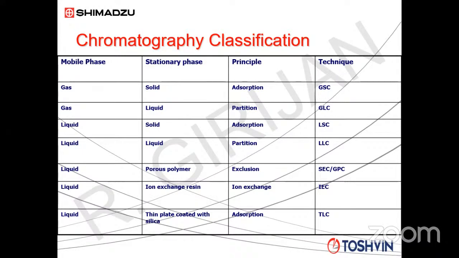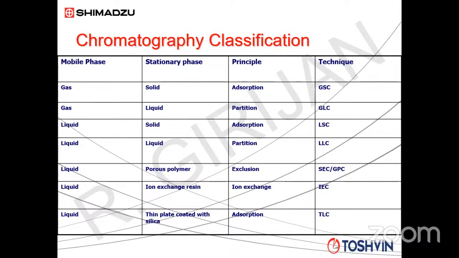Again, we have a gas as the mobile phase, and now we are going to use a liquid as the stationary phase. Then the principle of separation is partition, and the technique is known as gas-liquid chromatography. So gas-liquid and gas-solid, the difference is only in the type of stationary phase. Either it is a solid or it is a liquid.